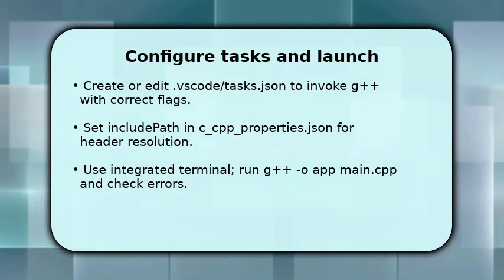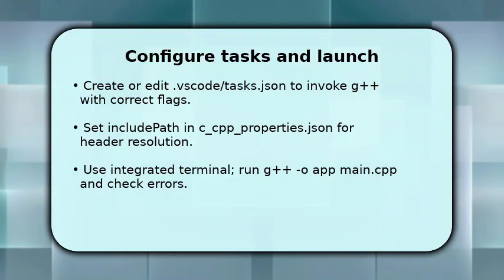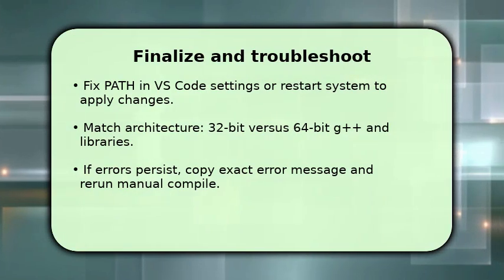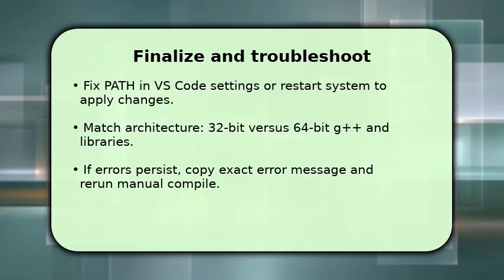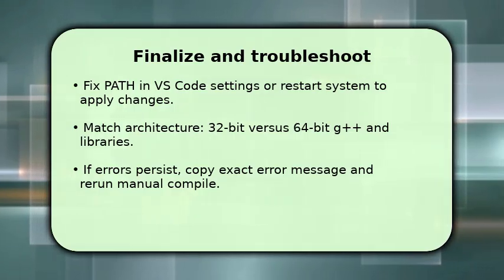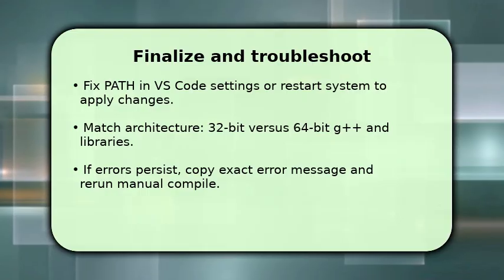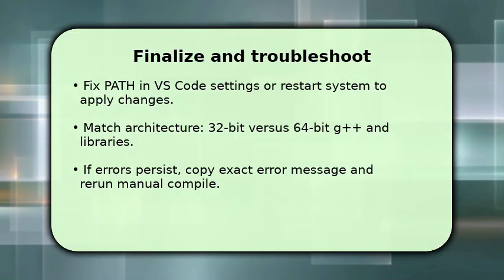Finish by verifying the environment across VS Code and the system. Make sure VS Code inherits the updated PATH. Sometimes you must restart VS Code or your OS so the terminal sees g++. Confirm you installed the correct architecture of g++ to match your project and linked libraries.